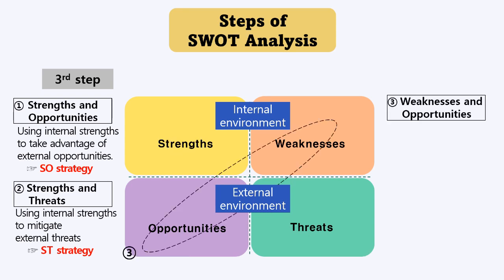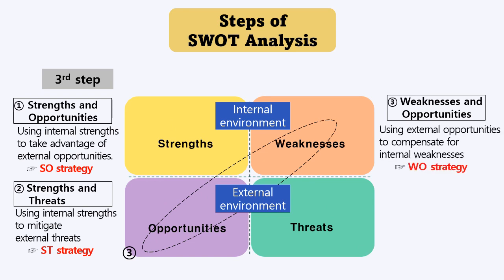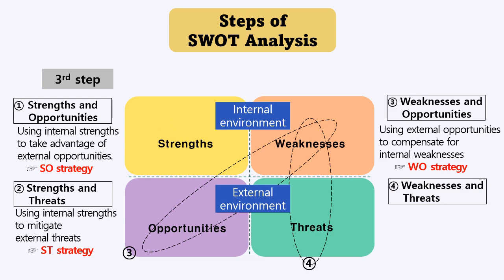Analyzing the combination of weaknesses and opportunities involves utilizing external opportunities to compensate for internal weaknesses. This is called the WO strategy. Lastly, analyzing the combination of weaknesses and threats involves minimizing weaknesses to avoid external threats. This is known as the WT strategy.